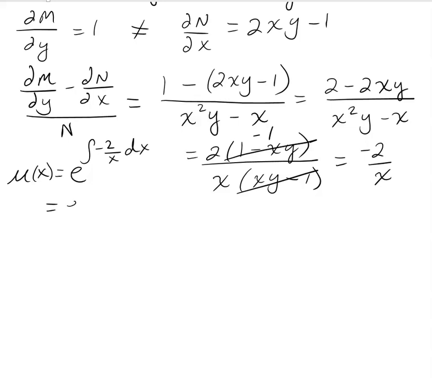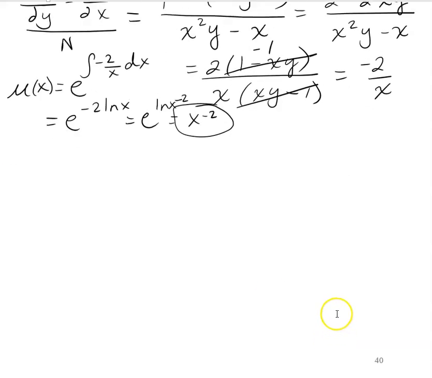And that, of course, gives me e to the negative 2 natural log of x. And remember to always simplify that if you have a natural log in there. That's going to give me e to the natural log of x to the negative second, which just leaves me with x to the negative second. So that's going to be my integrating factor.